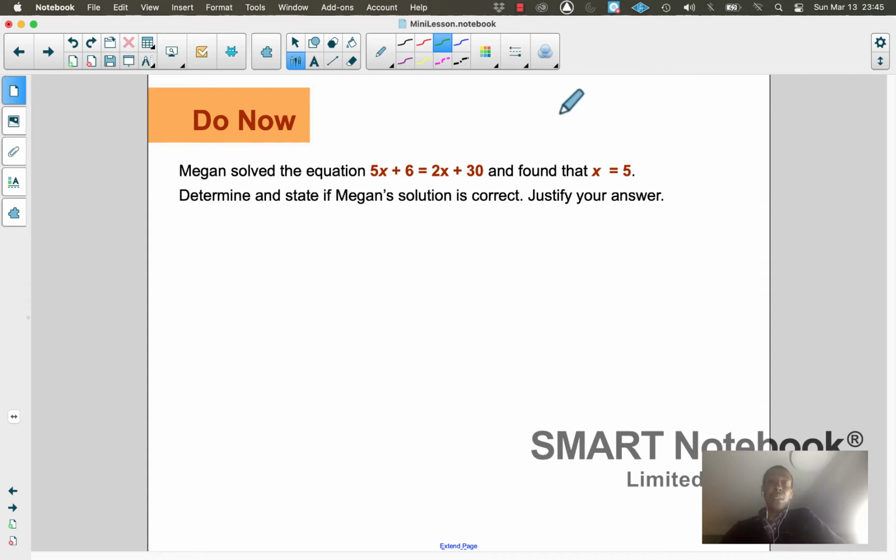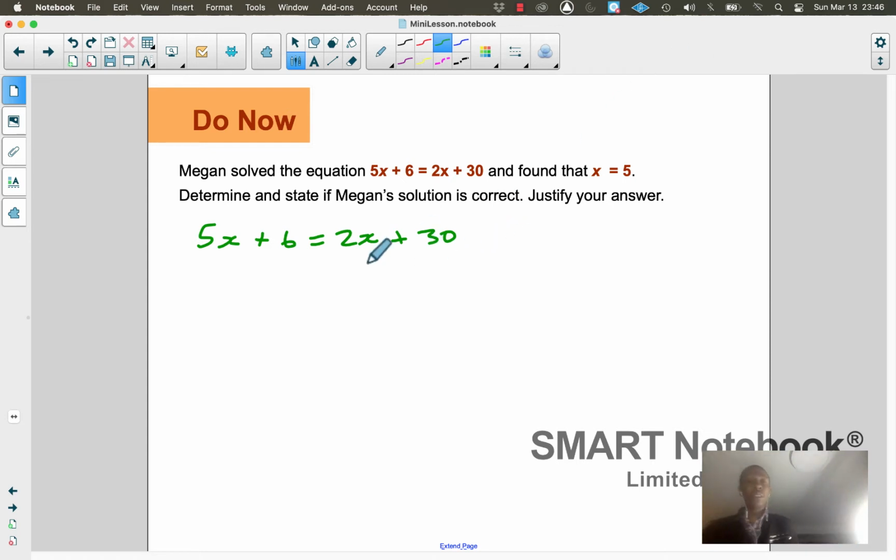Megan solved the equation 5x plus 6 equals 2x plus 30 and found that x equals 5. Determine and state if Megan's solution is correct. What did you get? Let's go through this. What can we do to determine if she's correct? Very good. I like what I'm hearing. So somebody said what we can do is to evaluate the equation for x when x equals 5.